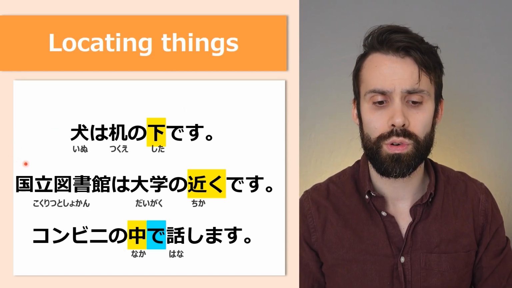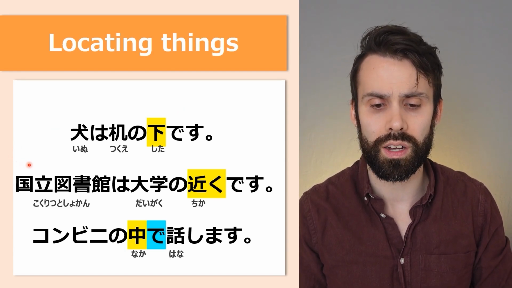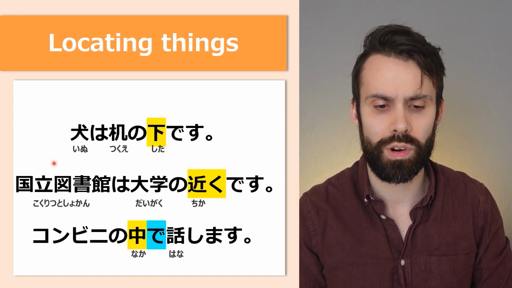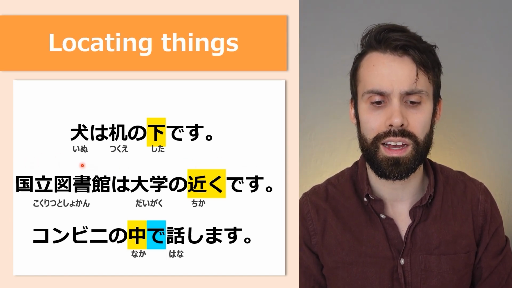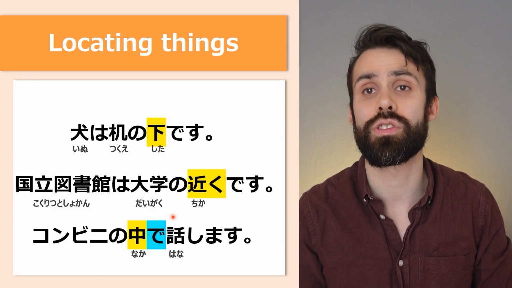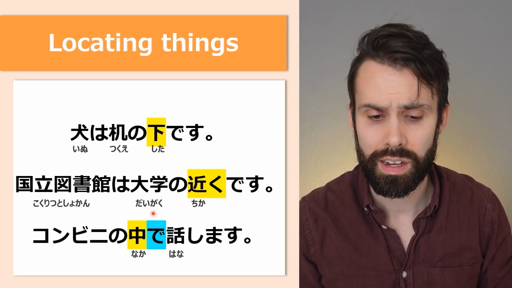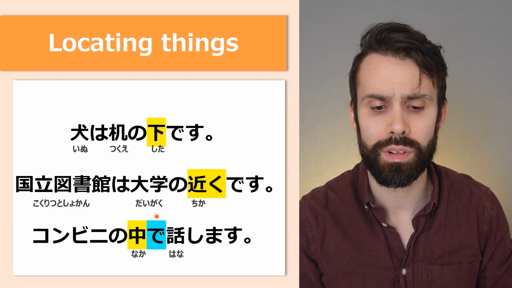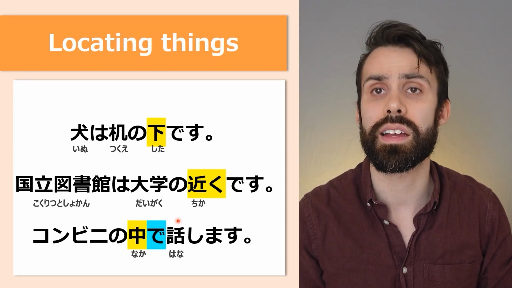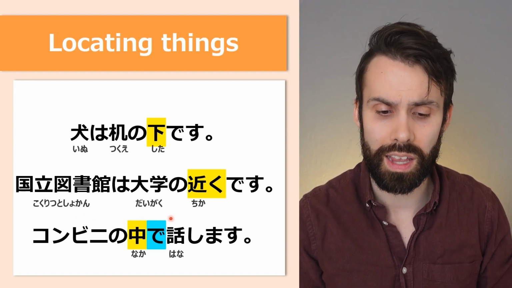Meanwhile, kokuritsu toshokan wa daigaku no chikaku desu. So the national library is close to the university. And here we have an action going on inside: konbini no naka de hanashimasu. So here you are speaking inside the konbini, and then you use de.